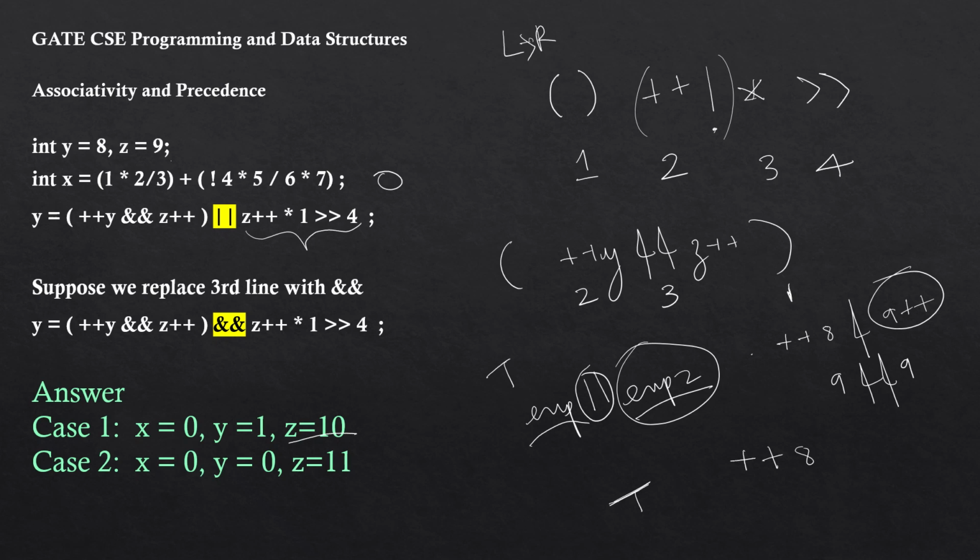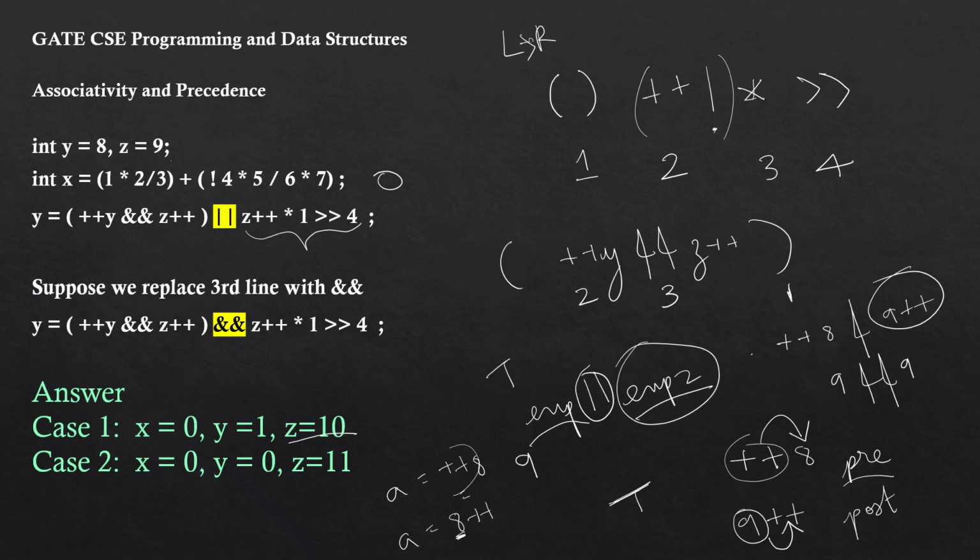Remember, this plus plus and this plus plus is different. One is prefix and one is postfix. Pre means you'll do the plus first and then you store the value. Post means that we take the value and then only we do the plus. So suppose we take some variable a is equal to plus plus 8 and a is equal to 8 plus plus. So here, since we're doing plus first, we'll get a as 9. But here, since we're taking the value first, it becomes 8.